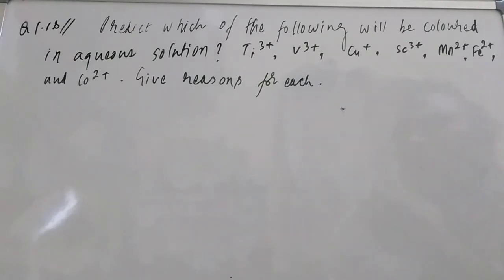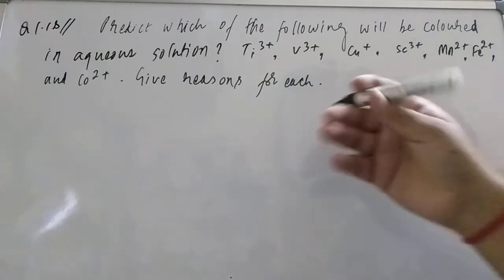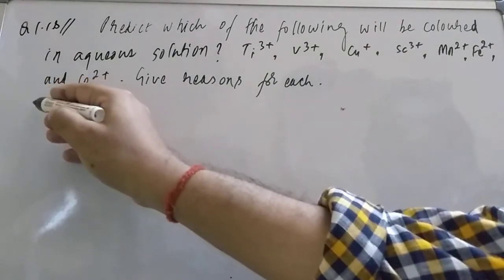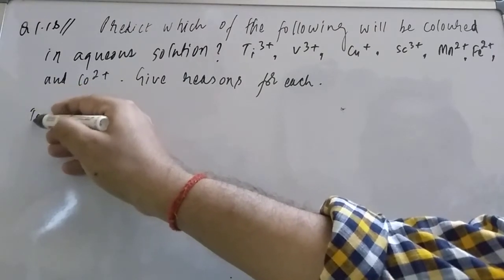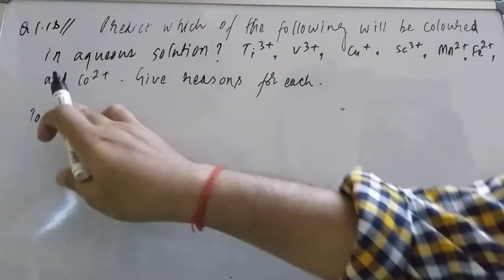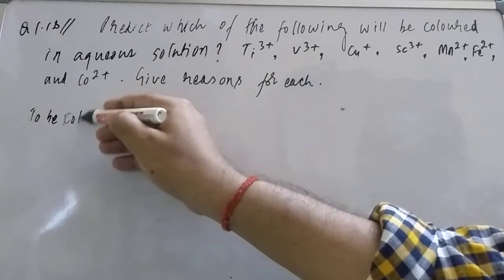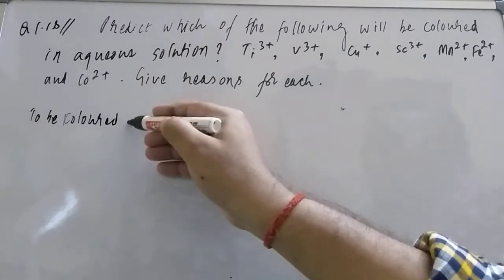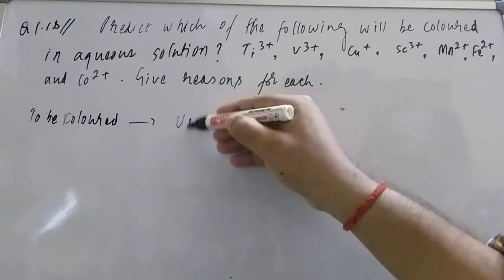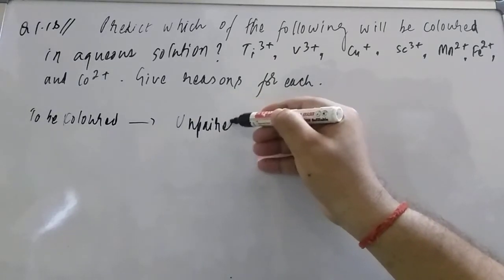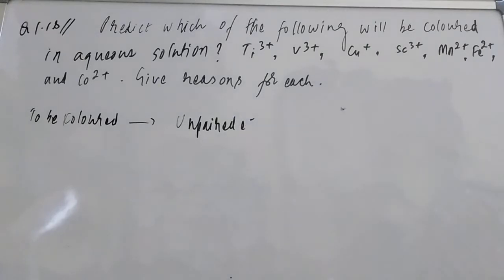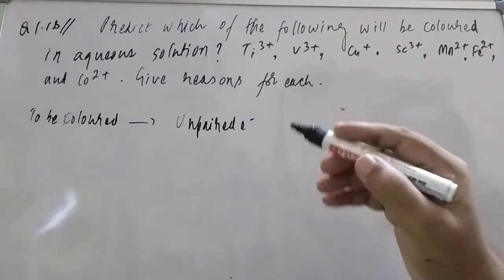Dear friend, when you are going to predict the color, some conditions are there for colored compound formation. Firstly, to be colored, an unpaired electron is required. This is the condition: for any compound to be colored, an unpaired electron is required.